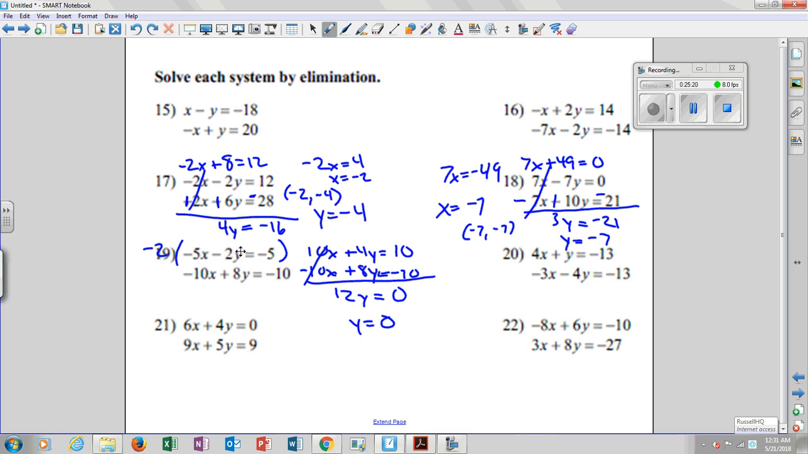Plug that in. Negative 2 times 0 gives you 0. So it's just negative 5x equals negative 5. Divided by negative 5, x equals 1.